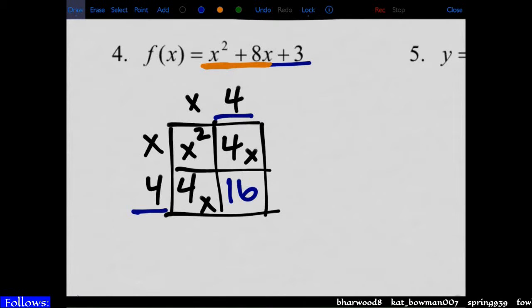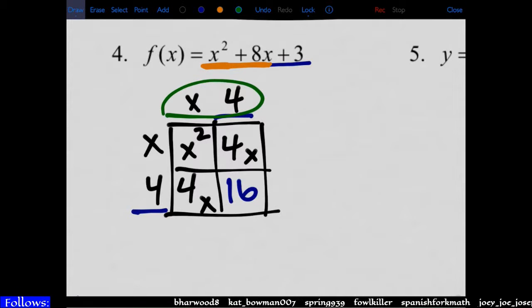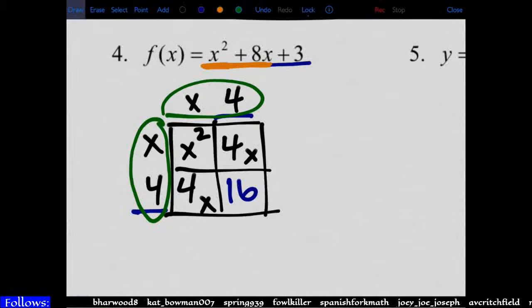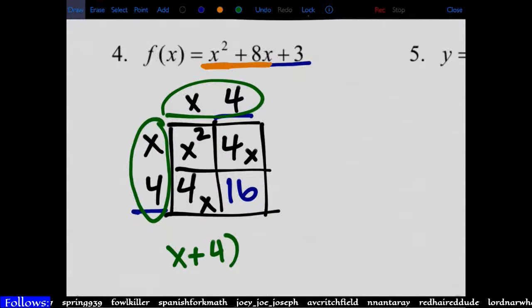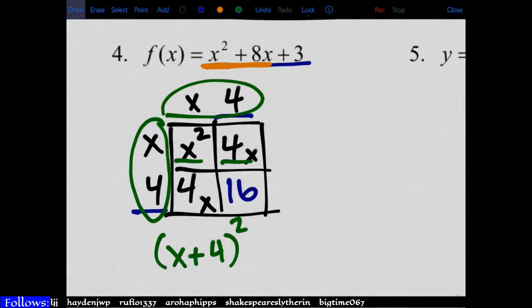So we just created an (x plus 4) squared, because it's x plus 4 times x plus 4. Write that, (x plus 4) squared. That's the square that we found that fit or came out of this equation, x squared plus 8x plus 3. Because it has x squared in it, it has 8 x's in it, and then the 3 we're going to get to in a second.